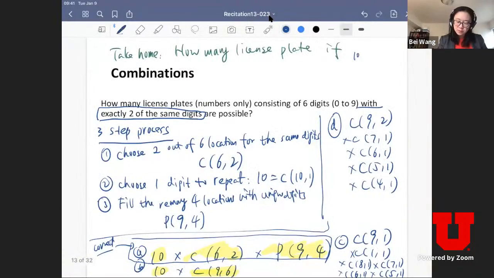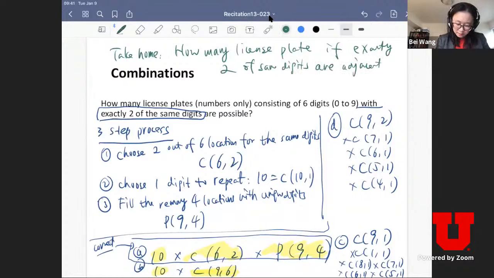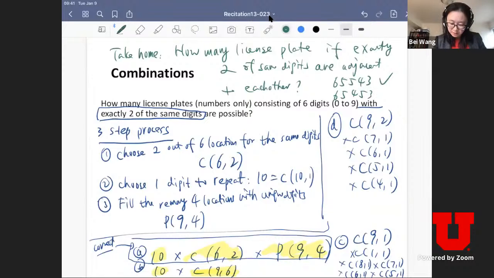There may be variations of this type of problem. For example, what is the number of license plates if exactly 2 of the same digits are adjacent to each other? What does this mean? That means, for example, 65543 is allowed, but 65453 is not allowed because I want to enforce adjacency.